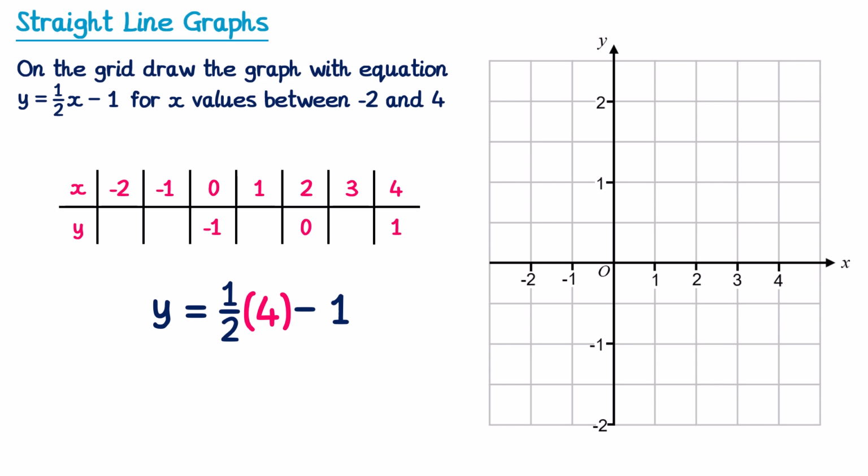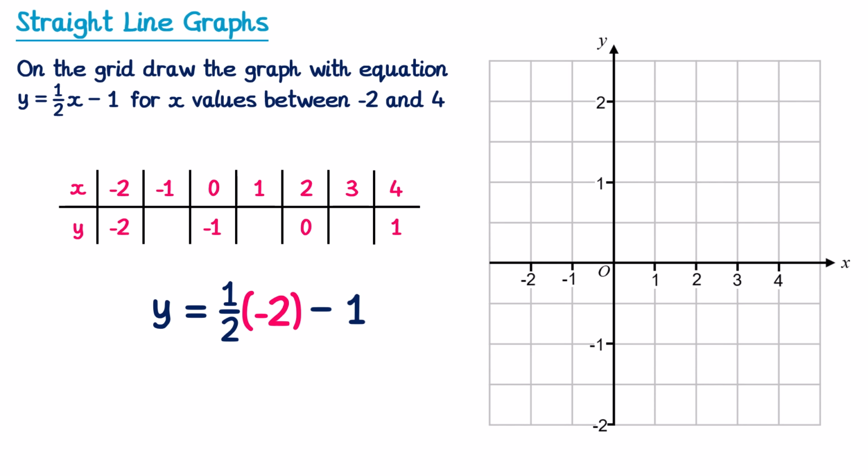Now we can even go back and do the -2. If we replace x with -2, we've got half of -2. Half of -2 is -1, so we've got -1 subtract 1, which is -2. So when x is -2, y is also -2.